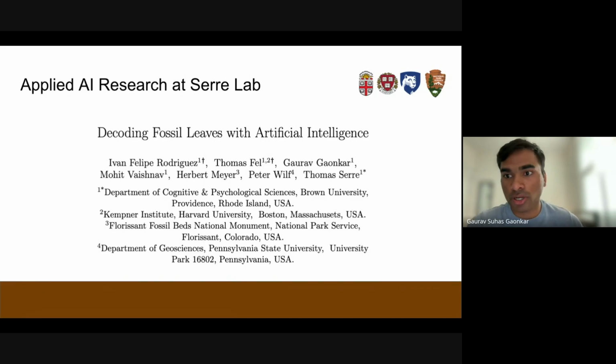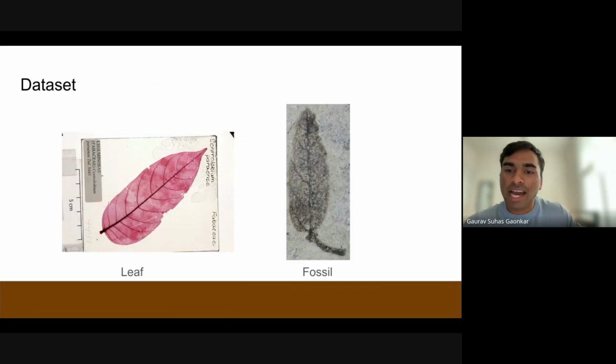So at Brown, I was involved in this applied project called Decoding Fossil Leaves with Artificial Intelligence. This project was a collaboration between Brown, Penn State, and the National Park Service, with Herbert Mayer from the National Park Service, Colorado, USA. The task for us was that we were given a data set which had leaves and fossils. Right now what you're seeing is a particular class. When I say a class, it's a category: a leaf sample from that category and a fossil sample from that category.